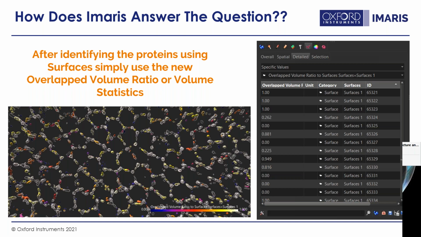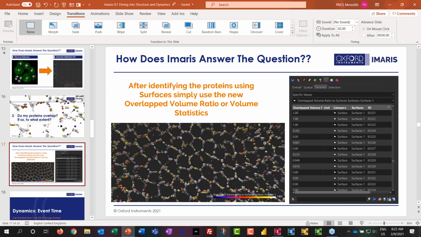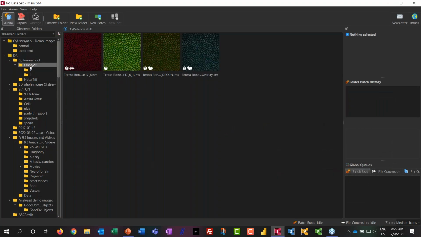Okay, how am I doing on time? Okay, those are the three big new things that we've added to help you understand the spatial landscape, the structure of the objects within your image. And I just want to take a little bit of time and show you what this looks like in Imaris. Okay.